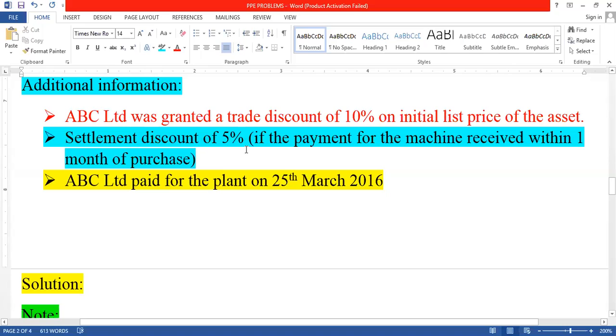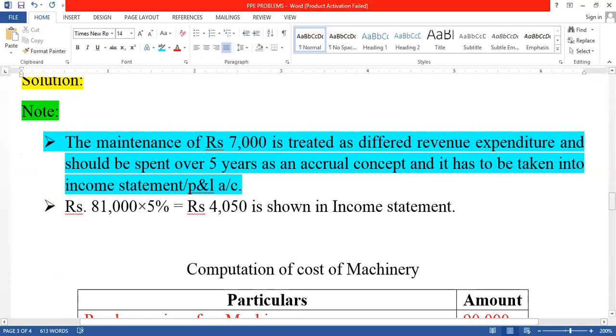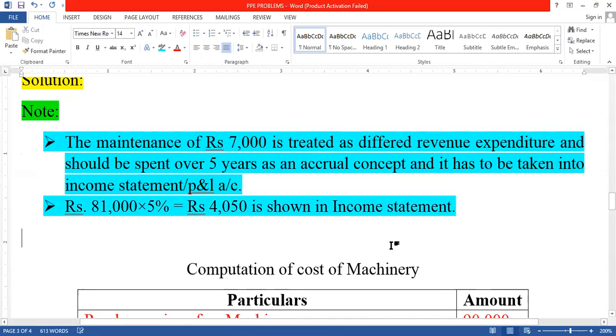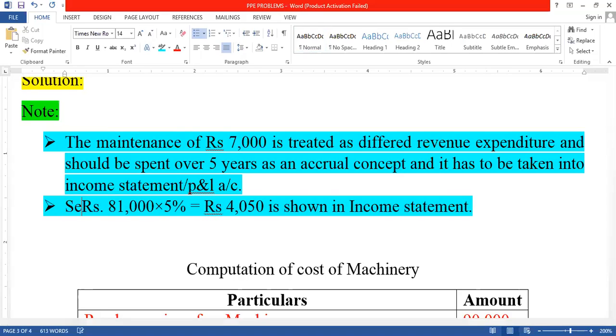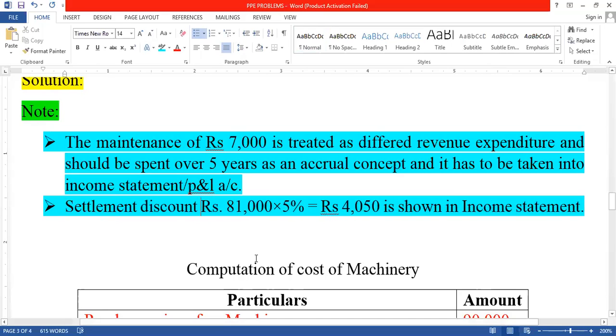It is a 5% discount they have given if the payment for the machine is received within 1 month of the purchase. So it is not recorded in the computation of the cost of the machine. It is totally shown in the income statement. This 5% is the settlement discount, and the settlement discount will be recorded in the income statement.